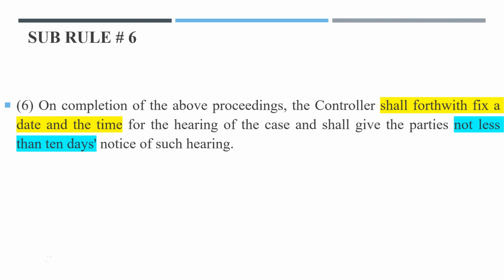Now, subrule 6 says on completion of the above proceedings, the controller shall forthwith fix a date and the time for the hearing of the case and shall give the parties not less than 10 days notice of such hearing. Now, what is the next step after subrule 5? That's why subrule 6 says on completion of the above proceedings, that means up to subrule 5. The controller now shall forthwith fix a date and the time for hearing of the particular case.